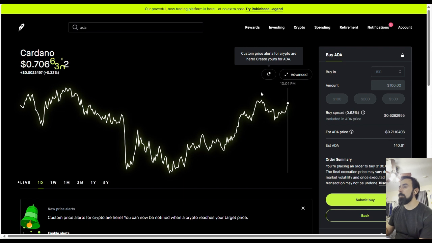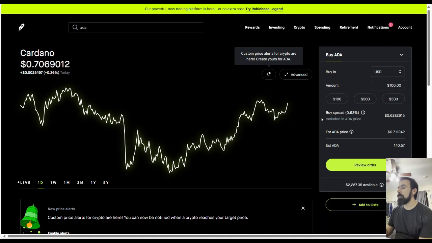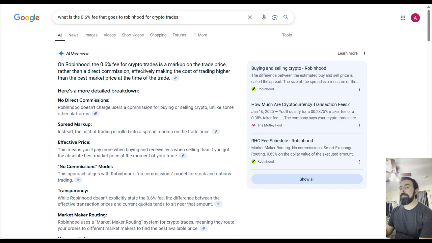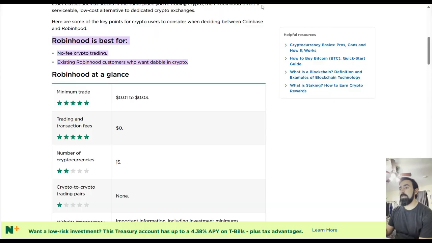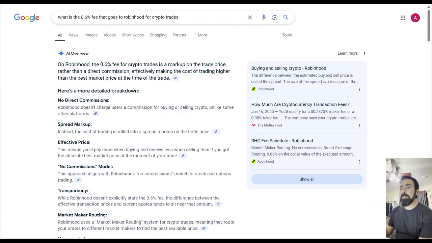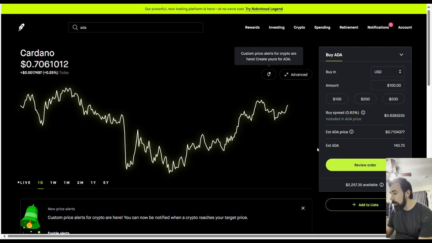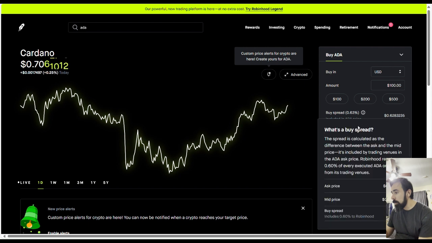Fortunately, I've pulled up some research because this threw me off pretty bad. Luckily, I didn't lose much, but it was a quick learning lesson. So first things first, let's check this out. Is this the best one to look at? Okay, yeah. So first thing, what is the 0.6 fee that goes to Robinhood on crypto trades? Because if we look here, what is the buy spread?